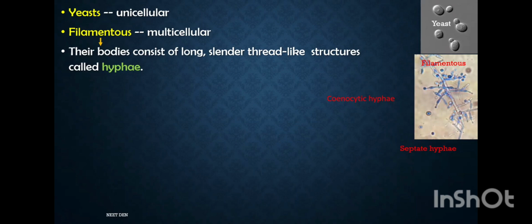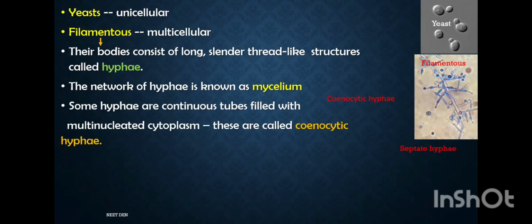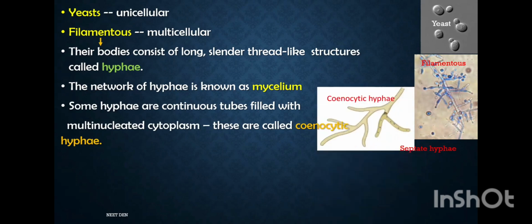Now, these hyphae also have different morphologies, and a network or a cluster of hyphae is known as mycelium. So what are the various morphologies these hyphae have? A hypha may be a continuous tube without any division, and inside that tube, cytoplasm is present, freely flowing, with multiple nuclei. You can see this is a continuous tube. You can even see the cut surface. You find continuous flow of cytoplasm with multiple nuclei. Such hyphae are called coenocytic hyphae.